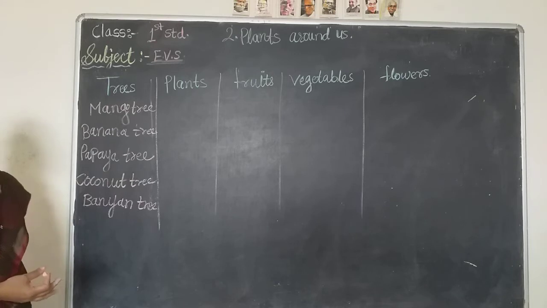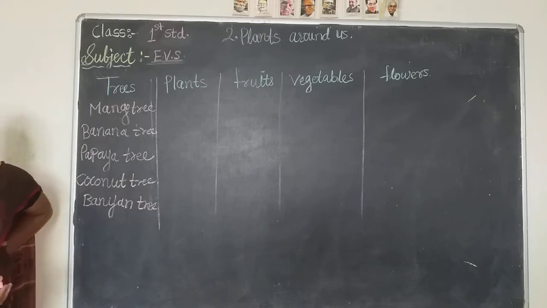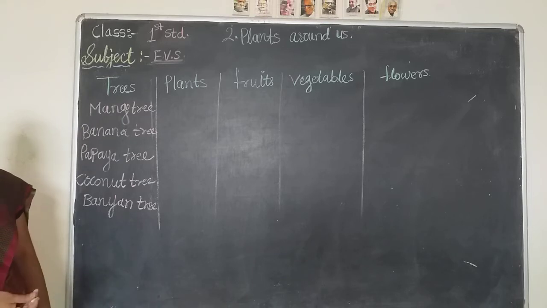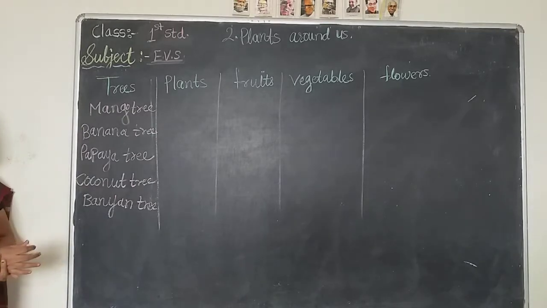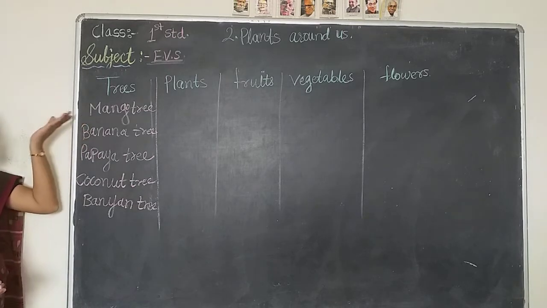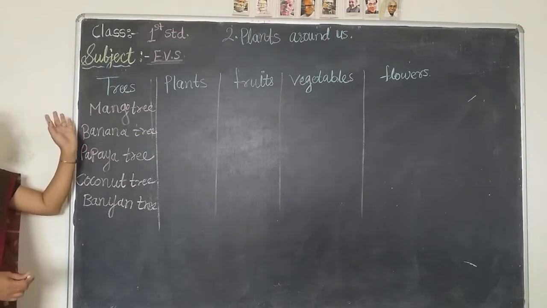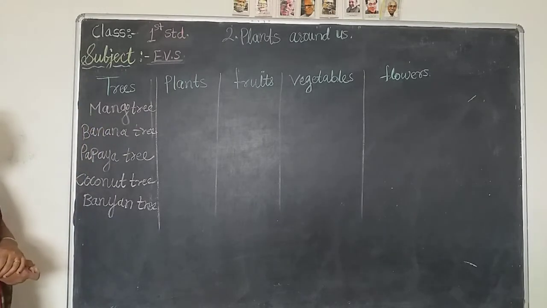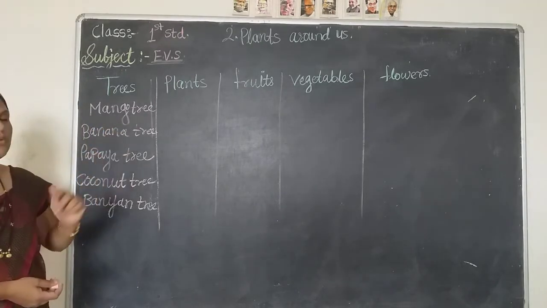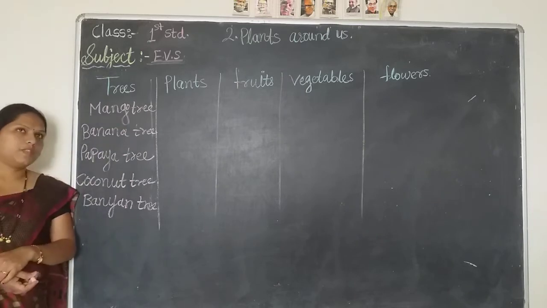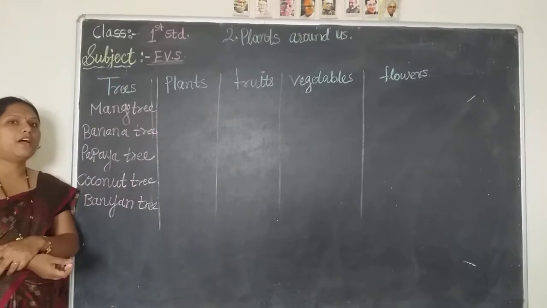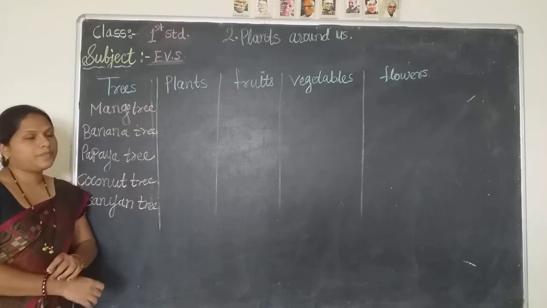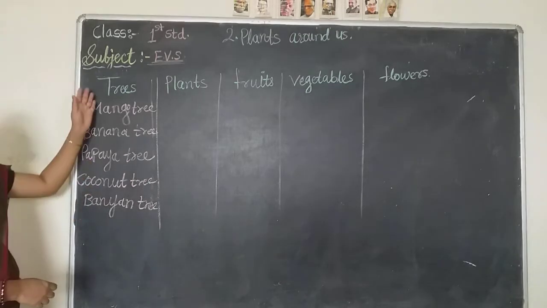Trees are helpful to animals, birds also. Birds build their nest on trees. Okay, trees give us, yes, sorry, birds make their nest on trees. And plants are also useful. Some animals eat plants' leaves. Some animals eat grass, plants. Okay. So plants here. Did you understand?